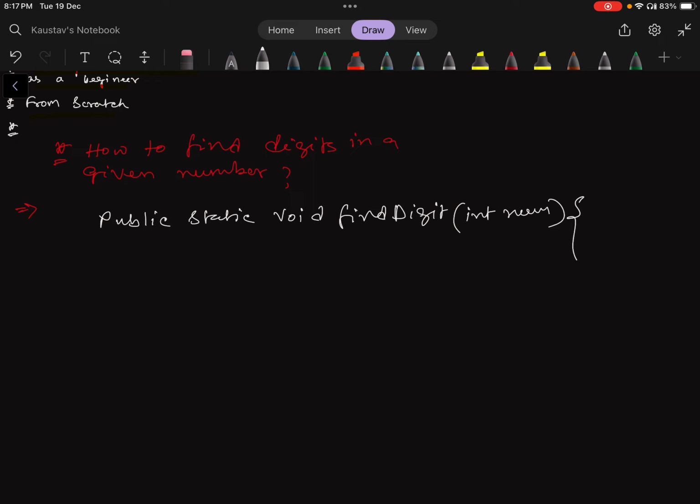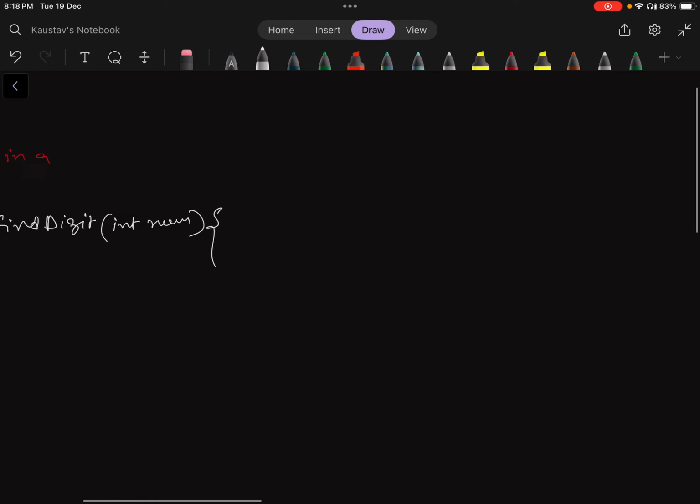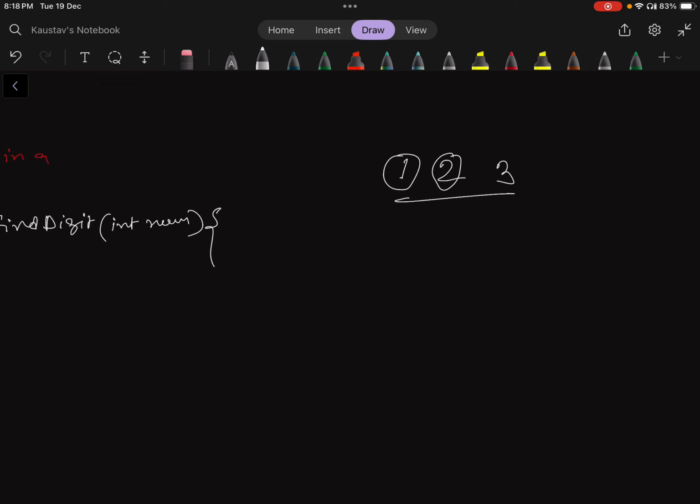So what we need to do is understand how this thing works. Before that, let's see here. Let's say there is a number, 123. Now what we need to do is find each individual digit. We need to find 1, this 2 and this 3, not the whole number, just the digits. So how can we find every individual digit in a given number? Let's say it is a 3-digit number, or a 5-digit number, it does not matter. The logic is the same.